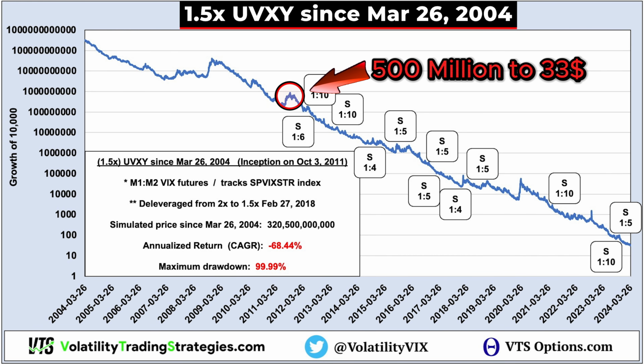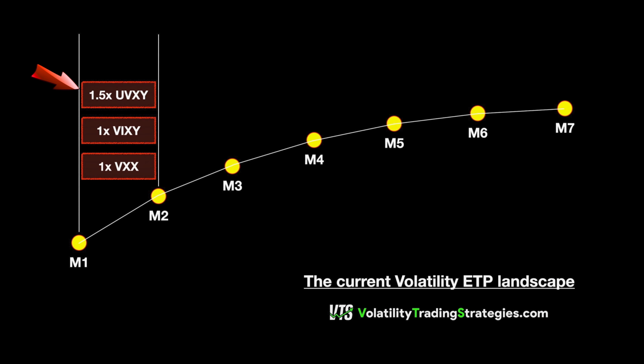This time on a split adjusted basis from over 500 million down to about $40 today. The 1.5 times leveraged UVXY also uses the exact same front 2 month VIX futures as the other ones. The only difference here is that its daily rebalanced leverage factor is 1.5.